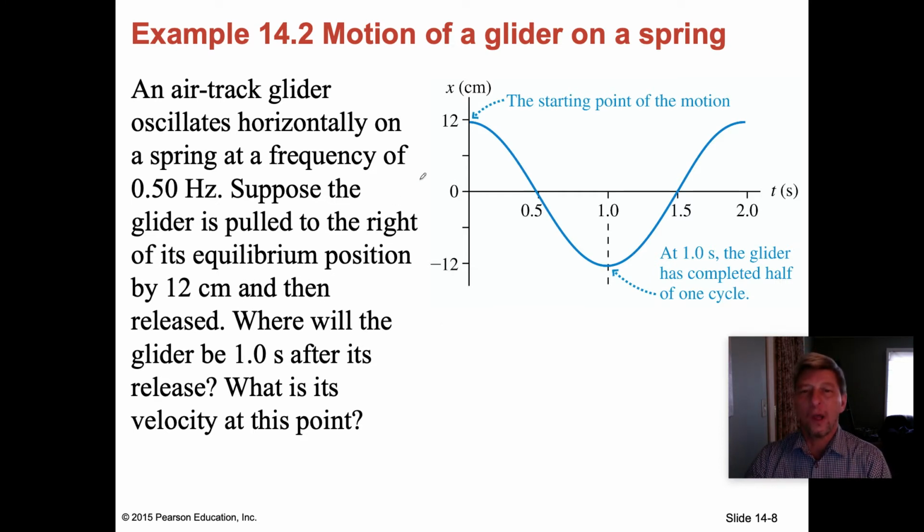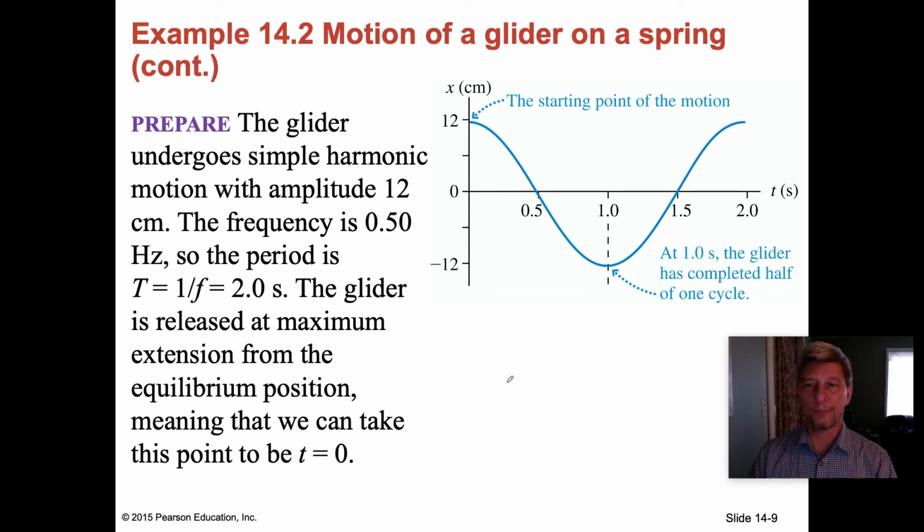Okay, well, if we pull this thing, this is the position time graph. And so here we are at 12 centimeters here. And we want to know, because the frequency is half of a hertz, that means that the period is 2 seconds. And so therefore, at 1 second, we will have completed half of the cycle here. And so we'll be located at this position here. All right. So negative 12 centimeters. We want to know what the velocity at that point will be.